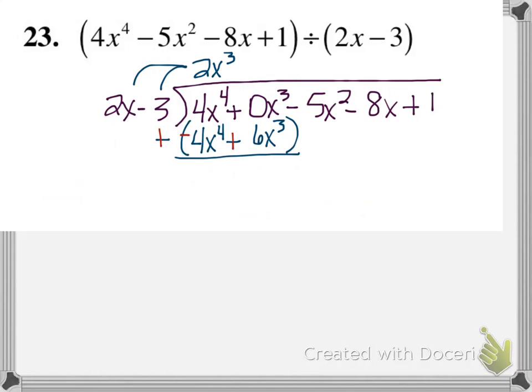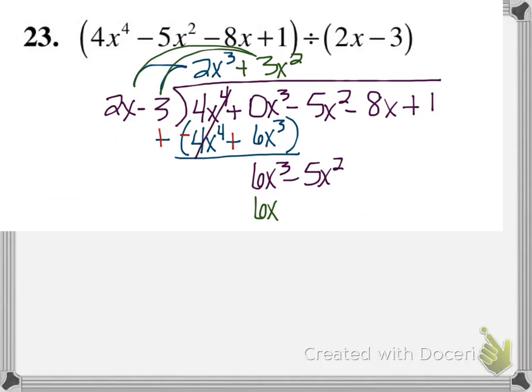And I see my 4x to the 4ths drop out. 0x cubed plus 6x cubed is 6x cubed. Bring down my next term. Start the process all over again. This time we need to multiply to get 6x cubed. I'm starting with the 2x, so I think 3x squared will get that done. 3x squared times 2x is 6x cubed.